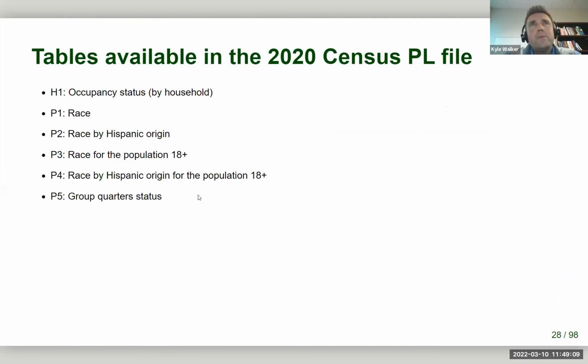The tables that are available in the 2020 Census PL file, so what you can supply to that table argument if you want to grab all of those variables for each table. So we have 6. H1 is going to be occupancy status by household. P1 is going to be race. P2 is going to be race by Hispanic origin. P3 is then race for the population 18 and up. P4 is race by Hispanic origin for the population 18 and up. And then P5 is going to be group quarter status. So that's the data that we have available, and you can pull that down.